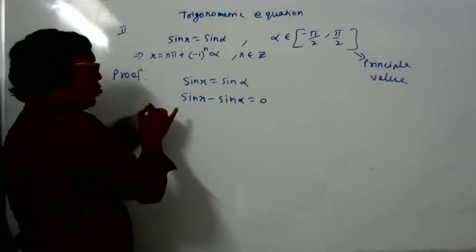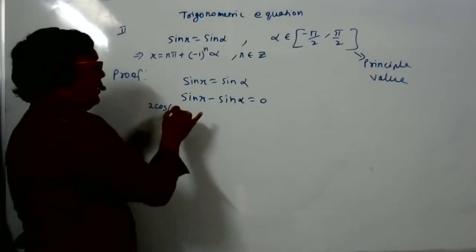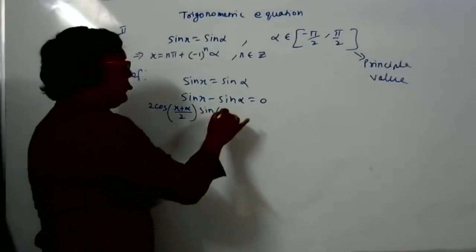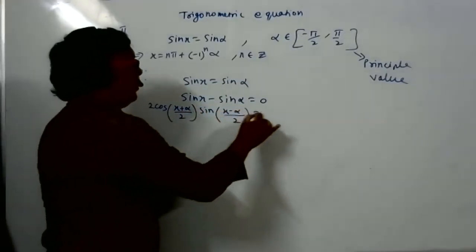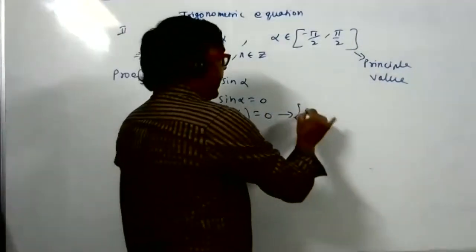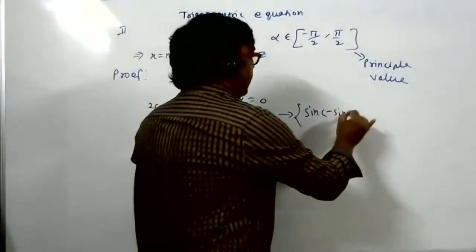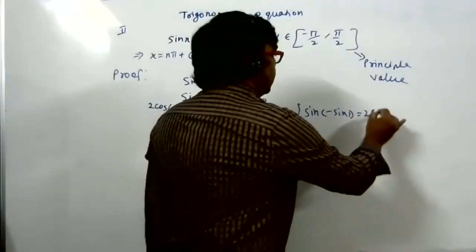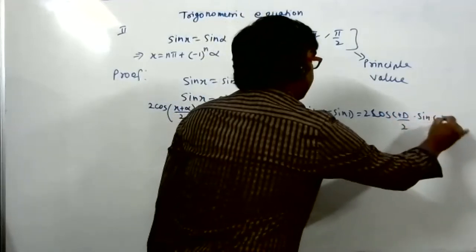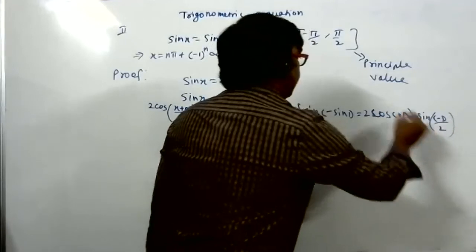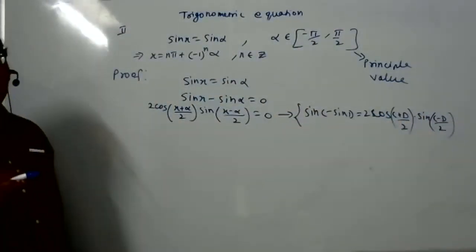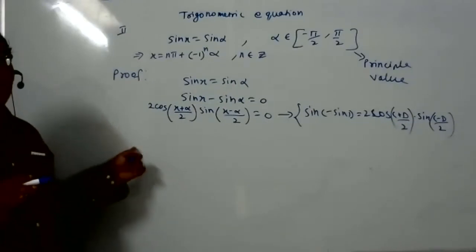Sin C minus sin D is 2 cos of (C plus D) by 2 times sin of (C minus D) by 2. This is the answer of sin C minus sin D. I will write it as well. Sin C minus sin D, transformation formula I have used: 2 cos (C plus D) by 2 sin (C minus D) by 2. This formula I have used here. Till here, is there any doubt, students? Is there anyone who has a doubt till here? Proof. Any doubt?